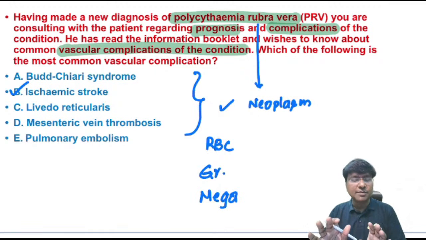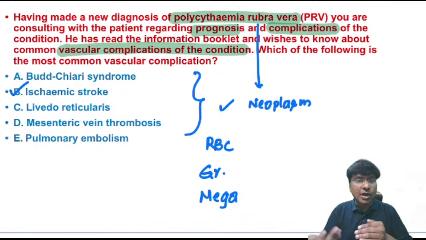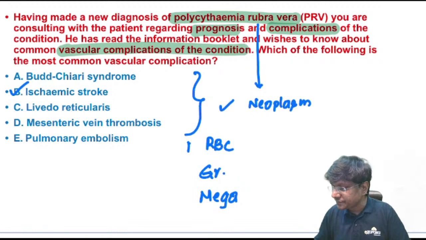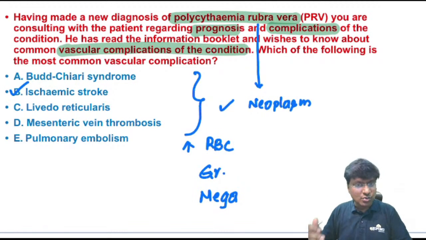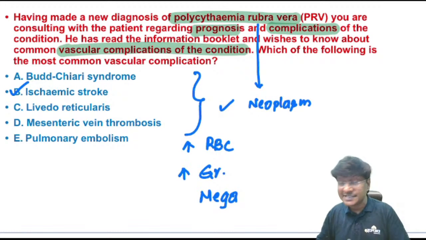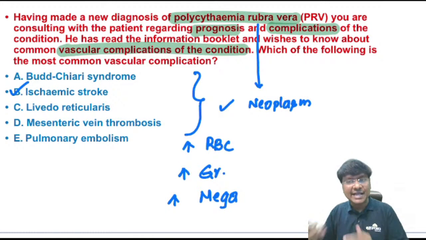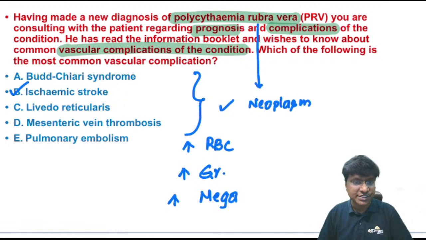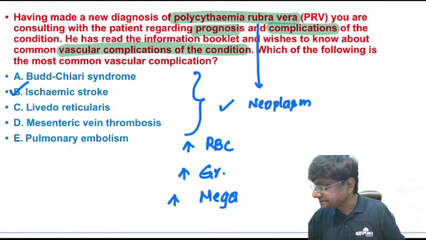So it is an abnormal proliferation of all the hematopoietic stem cells. Now accordingly, you have the manifestations. Because of increase in erythroid elements, what will be the clinical features? Due to increase in granulocytic elements, what will be the features? And due to increase in megakaryocytic elements, what will be the features? So all that, let me discuss now.